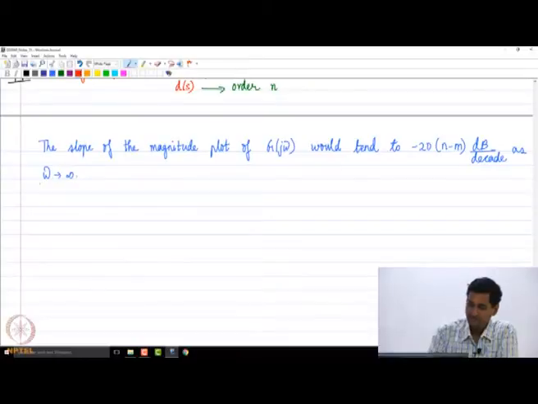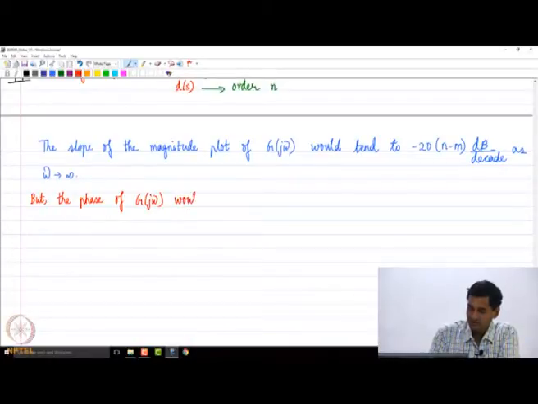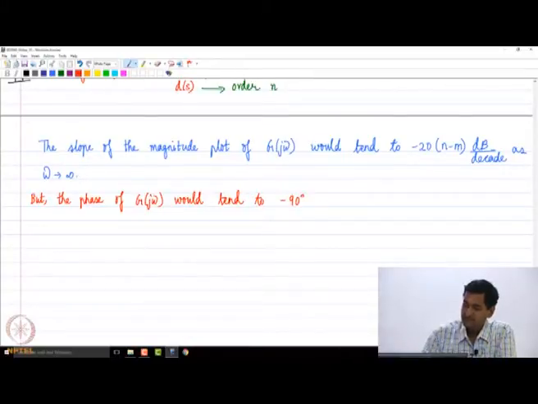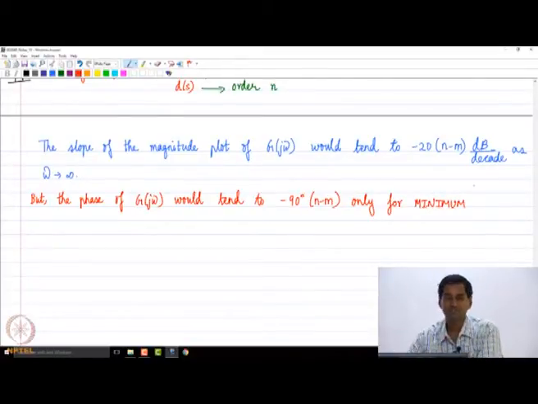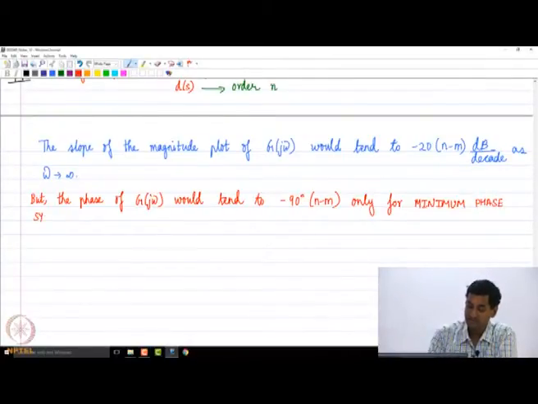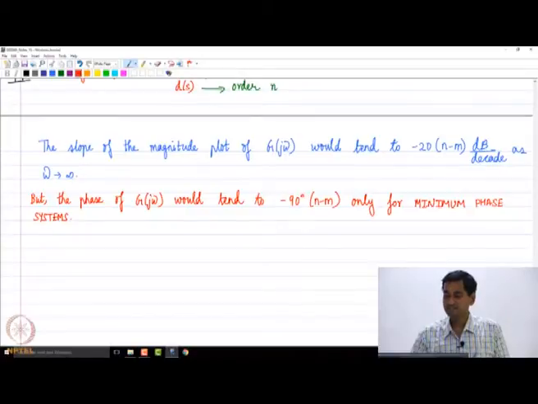Okay. But the phase of G(j omega) would tend to minus 90 degrees times (n minus m), only for minimum phase systems. Okay. So, this is an important distinguishing feature. Only for minimum phase systems would we have the phase of the sinusoidal transfer function tending to minus 90 degrees times (n minus m).